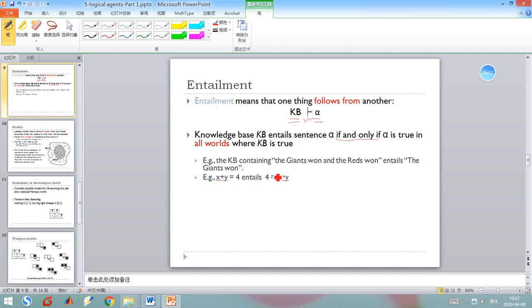Now, for example, if the knowledge base contains two sentences, the Giants won and the Reds won, it of course entails the Giants won. And the other example is x plus y is 4. The summation of x and y is 4 entails 4 equals x plus y. This of course holds due to the commutative law.